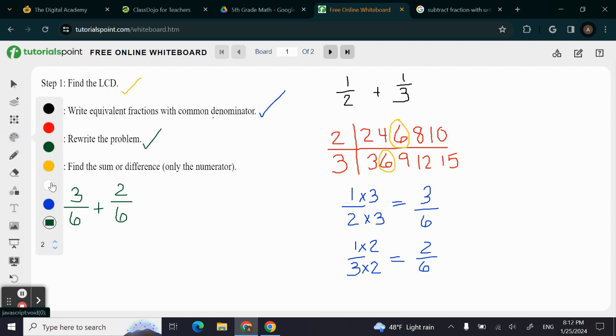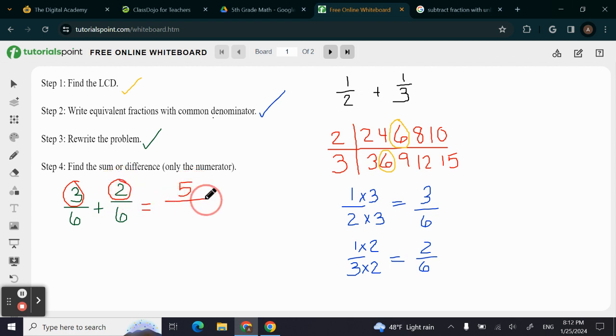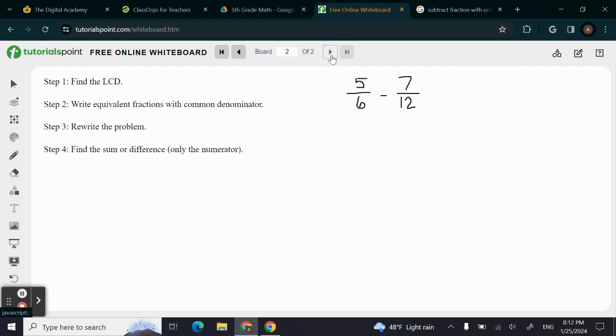And step 4 is my favorite part, solve. So if we look, we only add the numerators. So 3 plus 2 is 5. Our denominator stays the same. So our answer is 5 over 6. And that is how you add fractions with unlike denominators.